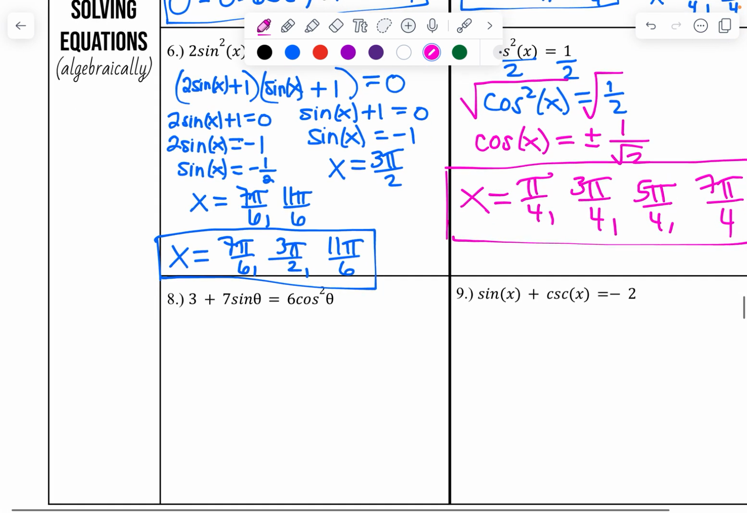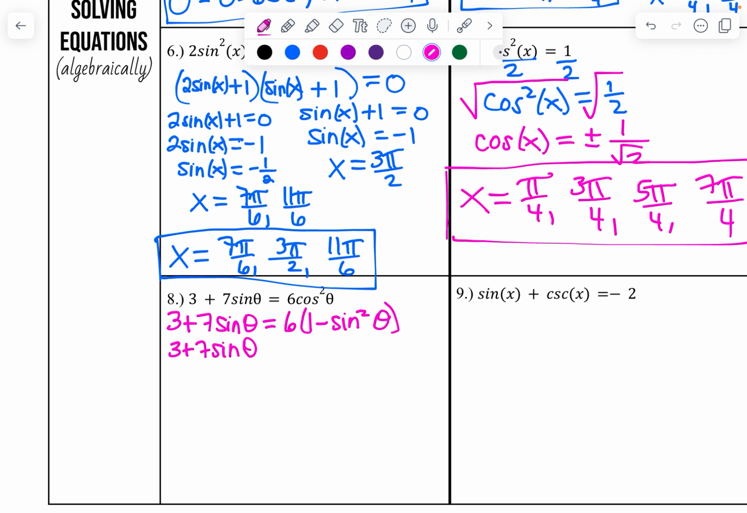All right, some trickier ones. So number 8 here, I've got something squared, but it's a different trig function. So I'm going to rewrite this. I can rewrite cosine squared in terms of sine so that I've got the same trig ratio. So remember that cosine squared is equal to 1 minus the sine squared of theta if we use that Pythagorean identity. So then we can distribute on that right-hand side.